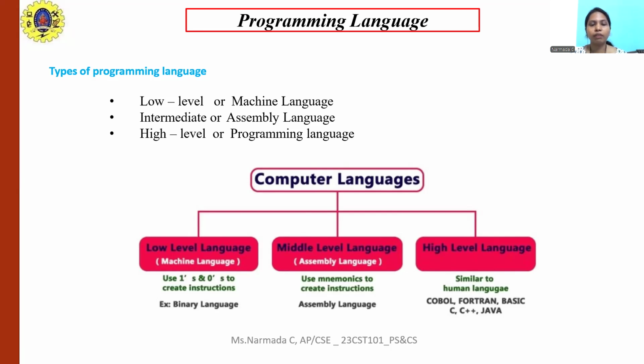In the low level languages, we use ones and zeros to instruct the computer. Example, binary languages. In the middle level language, we use assembly language. It uses mnemonics to create instructions. And in high level language, as we know, we can use any programming languages like COBOL, Fortran, Basic, C, C++, and Java, etc.